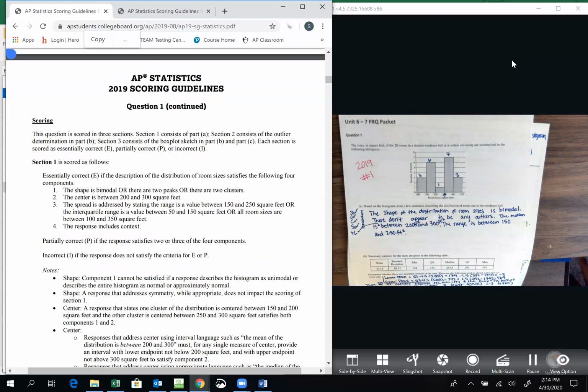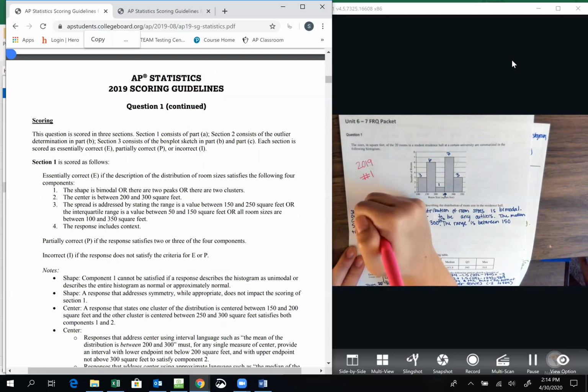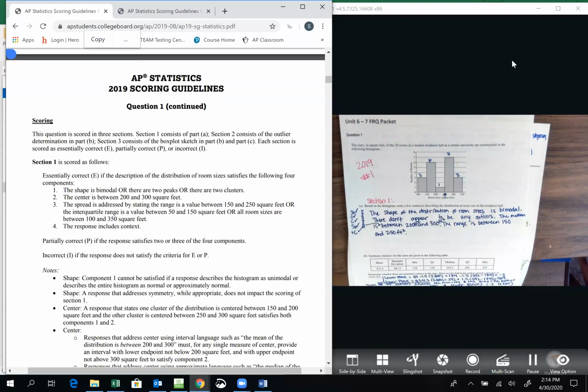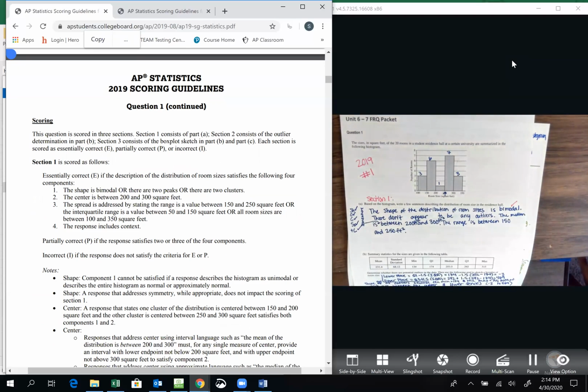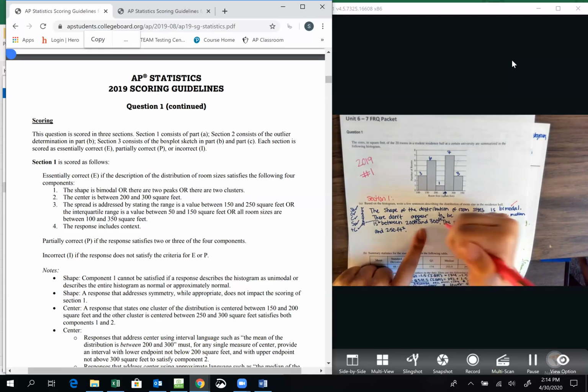Section 1 consists of Part A. So this is Section 1. The shape is bimodal, or there are two peaks, or there are two clusters. So you need one of those. I got bimodal. The center is between 200 and 300. I got that.